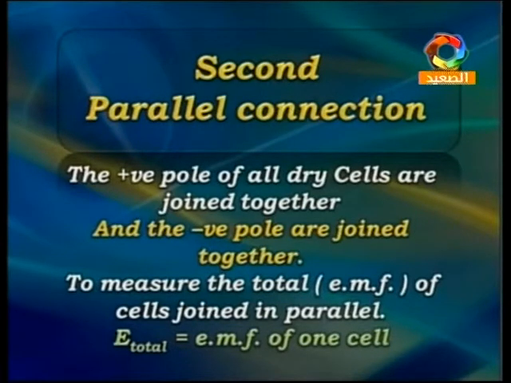So the EMF of each one of these dry cells is 2, for example. So the total EMF, if I have 100 of these dry cells, is also 2. Why? Because this is a parallel connection.